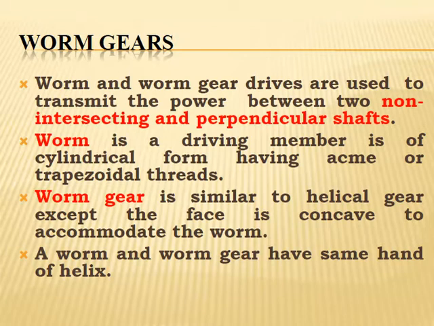The worm is generally the driving member, and it has a trapezoidal or acme thread screw. The worm gear is similar to the helical gear, except the face is concave to envelop the worm. The worm and worm gear drive have the same hand of helix.